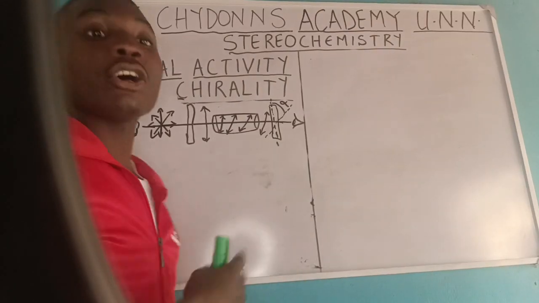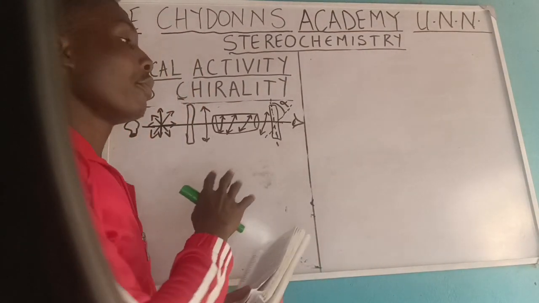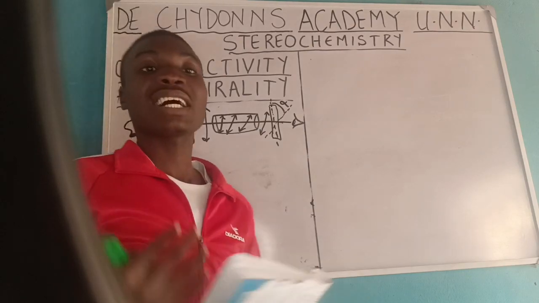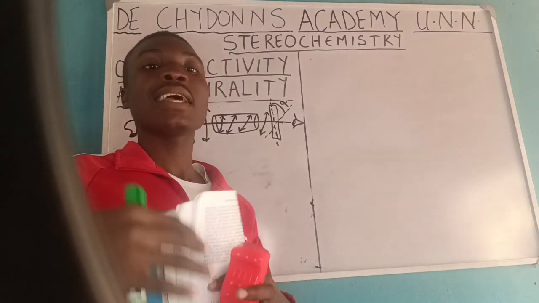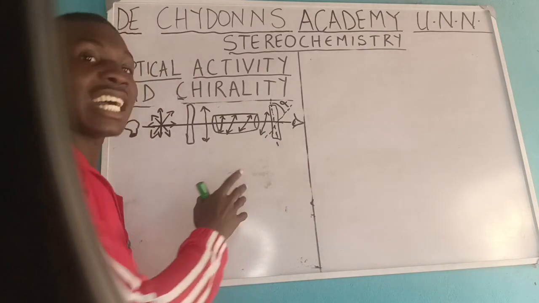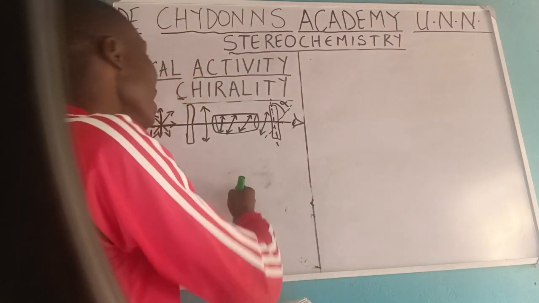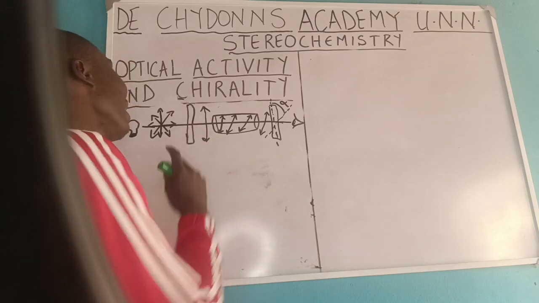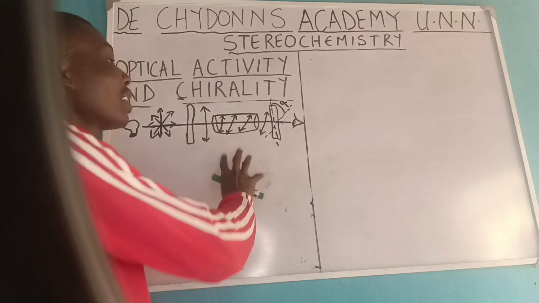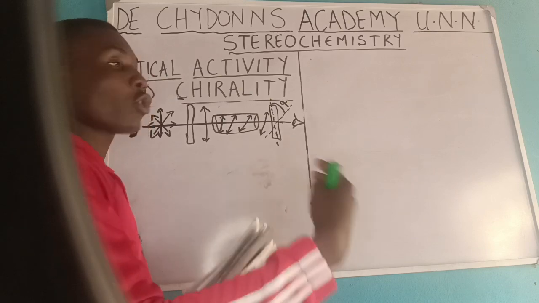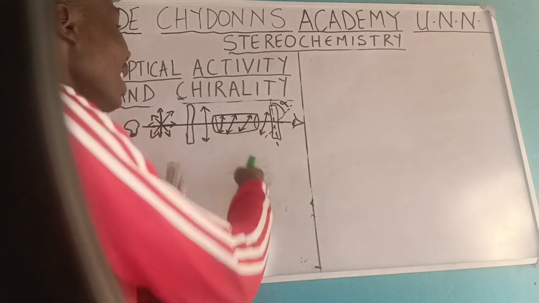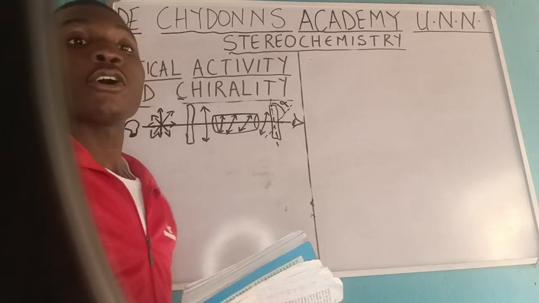So I'm going to be talking about optical activity, which relates to molecules or compounds that are capable of rotating light. One of the instruments that is used to study the rotation of light by different compounds is the polarimeter. Now, let me highlight the important parts of the polarimeter so you understand how it operates and how it relates to optical activity of molecules.